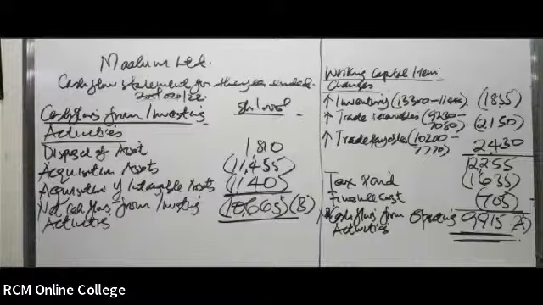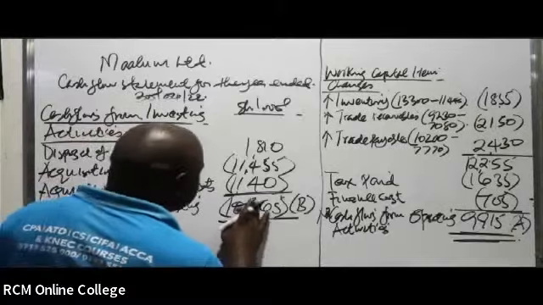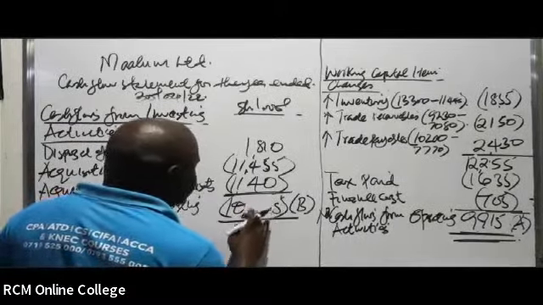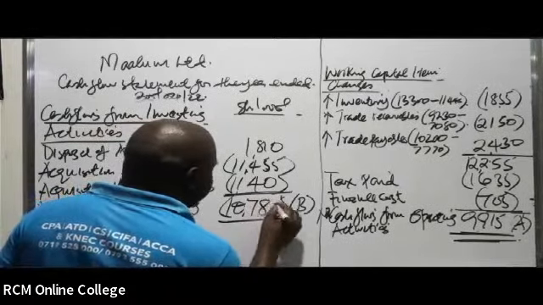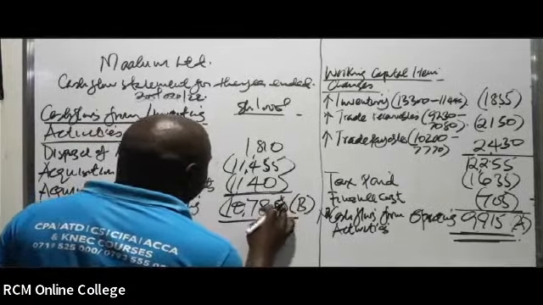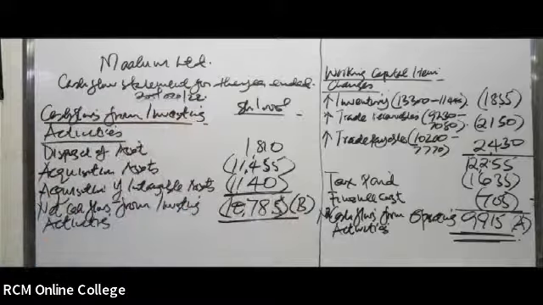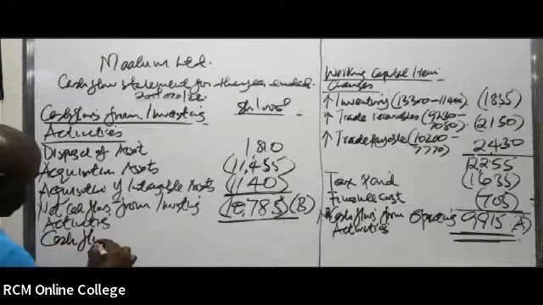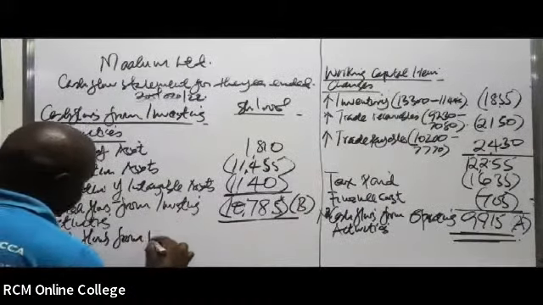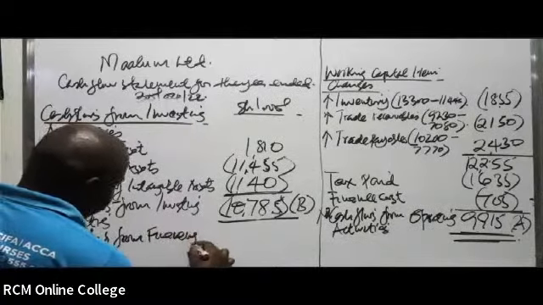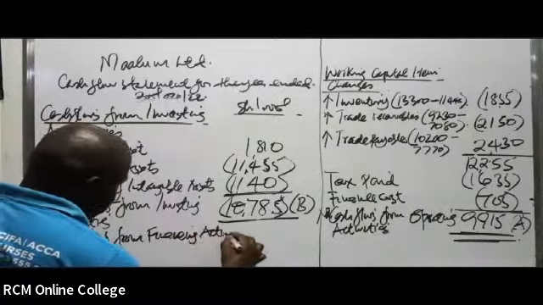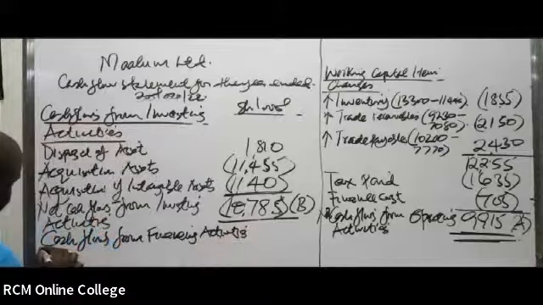Those are the net cash flows from the investing activities. There are only 3 items under the investing activities. It is 10,785. You can see you're correcting me. 10,785. So in this case, go down to cash flows from financing activities.